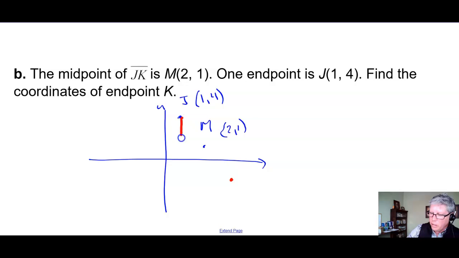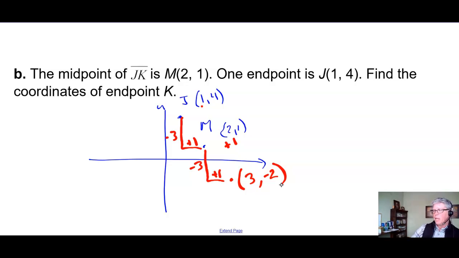Well, this and this is going to equal this and this. So if we went from 1 to 2, we added 1 here. If we went from 4 to 1, we subtracted 3 here. So if we subtract 3 down and move over 1, then we should get our new point. So if we move over 1, we add 1, we get 3. And if we start at 1 and we go down 3, then we do that. I think people like the visual of that.